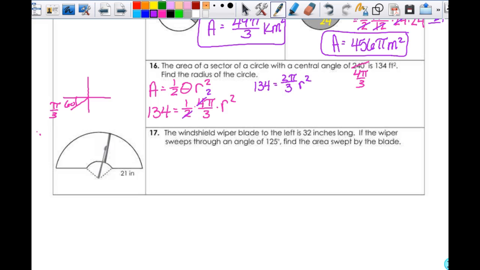So I'd like to get rid of the 2/3. How can I do that? Multiply by 3 halves. Right, so these cancel out. That's the whole reason I did it, right? And then over here, when I multiply 3 halves times 134, I have 3 options. I can take 134, multiply it by 3, and then divide it by 2. Or I can divide it by 2 and then multiply it by 3. What's the third option?